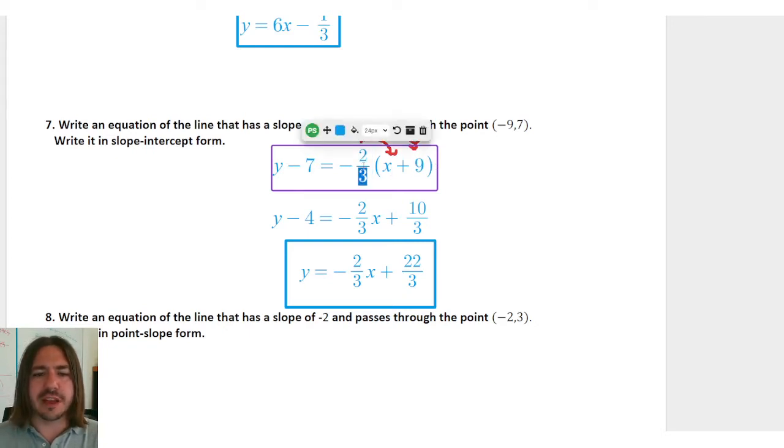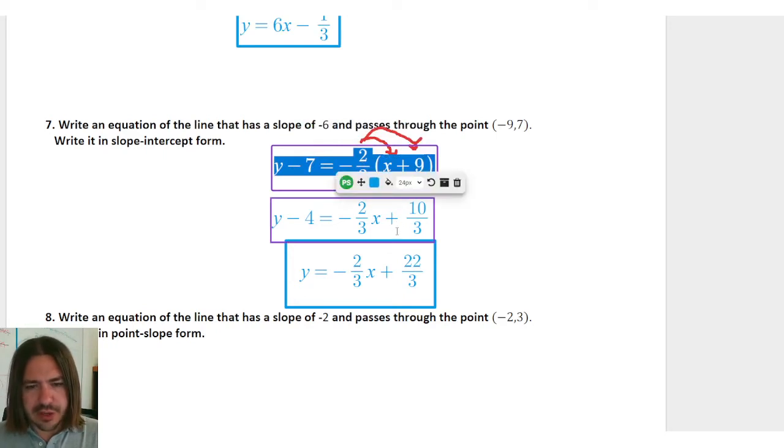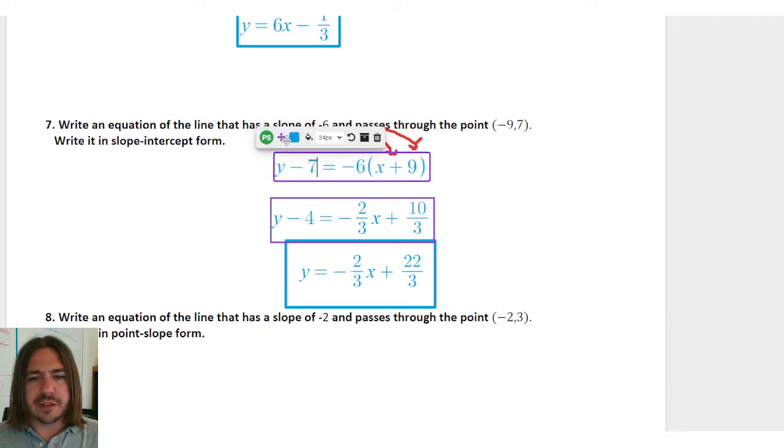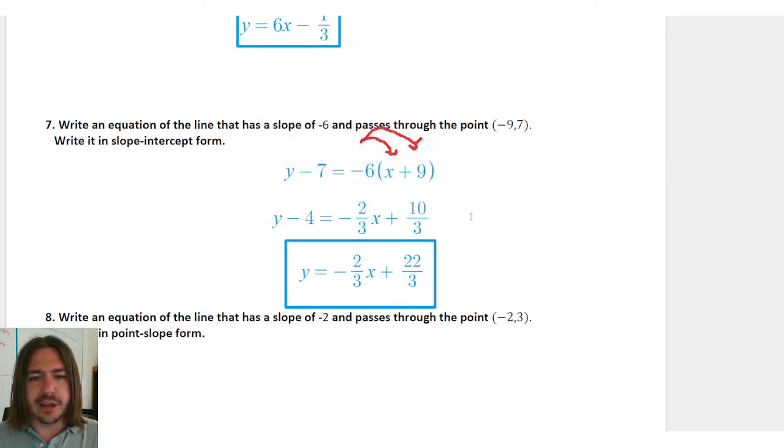And then my slope is -6 here. So the next step is, oh, it didn't change. It should be -6. There we go. So now what we need to do is distribute the -6 to both x and to 9. This didn't really translate very well. I'm just going to go ahead and delete that.